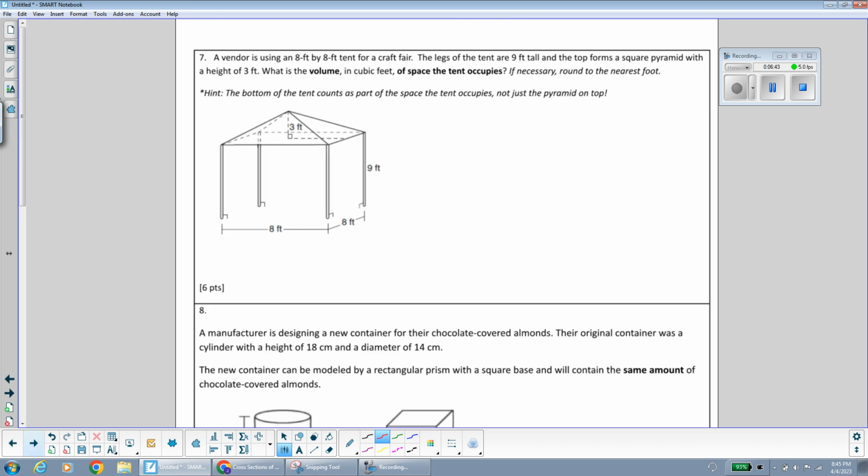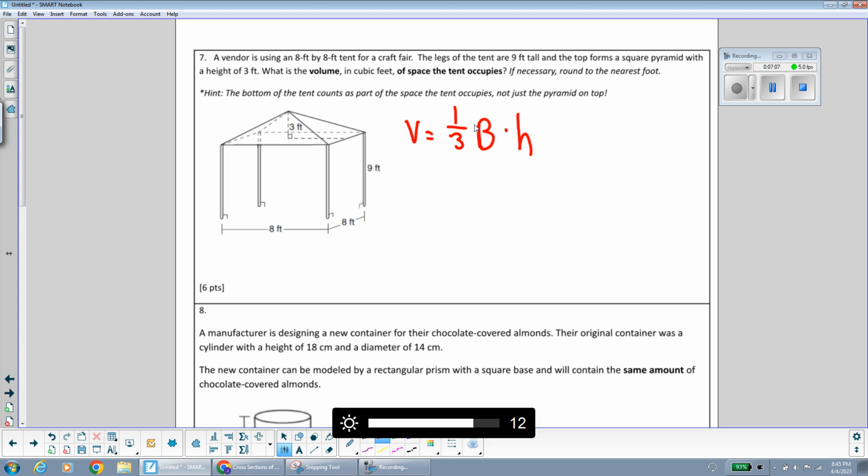Okay, moving along. So this actually was a question from class that we went over in class. So we had done this one before all together. The pyramid is a square pyramid. Volume of a pyramid is 1/3 area of the base times the height. Some people are still thinking that this is lowercase b or base. Uppercase B does not mean base. It means area of the base.